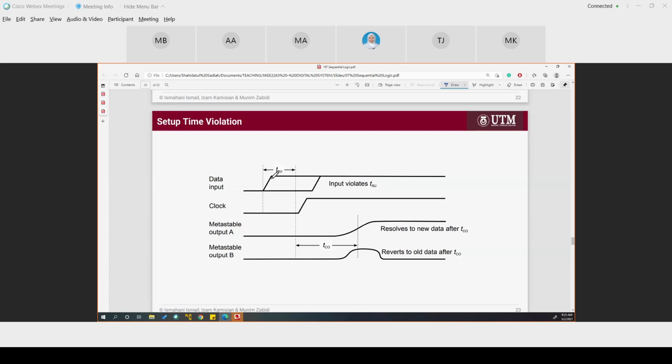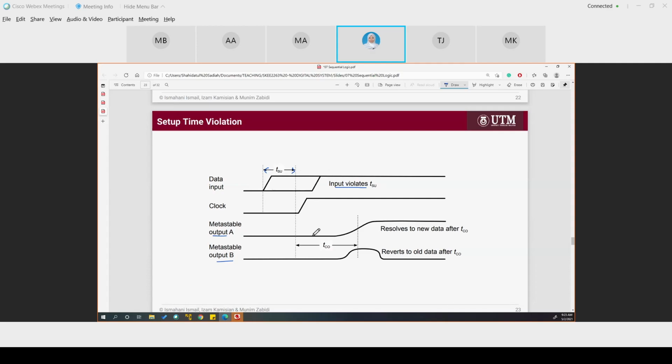Setup time violation. So we have a data input, and this is the setup time. If the input violates the setup time, okay, this is the clock. I don't really understand this figure. When the input violates the setup time, there will be two possible outputs, which are output A and output B. It's just a possible output.